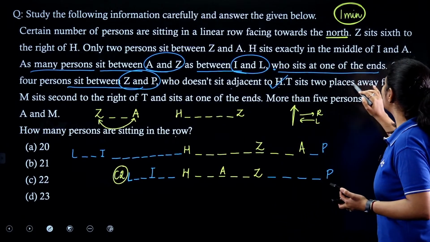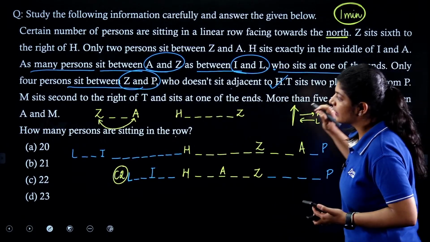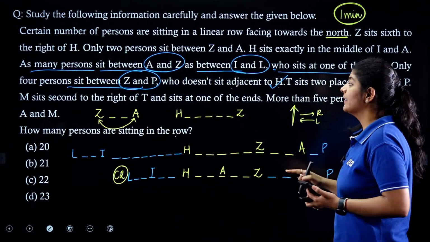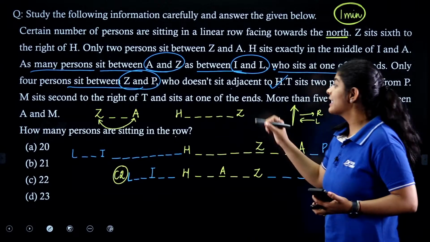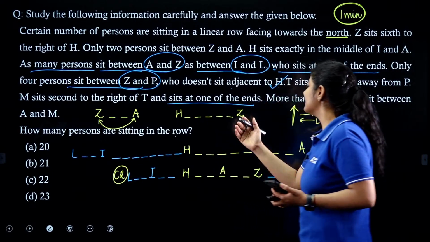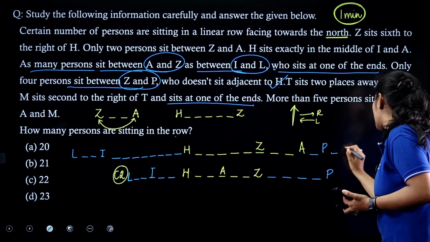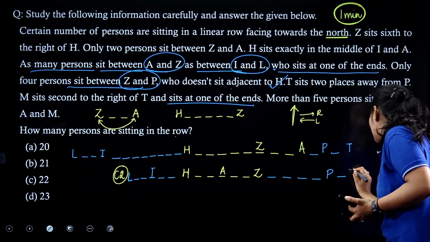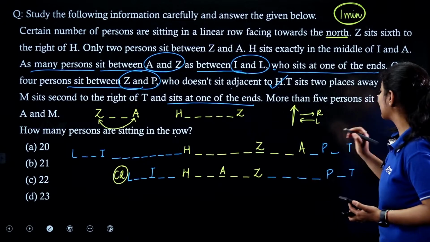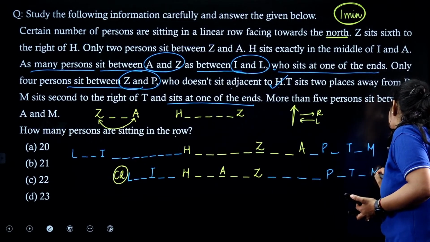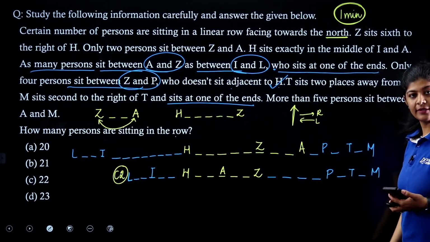Next. T sits 2 places away from P. Okay. And M sits second to the right of T and sits at one of the ends. As I read this, I am clear that T is sitting to the right of P. So 2 places, 1 and 2. And M sits second right. That means first right, second right, and this is nothing but the corner, right?